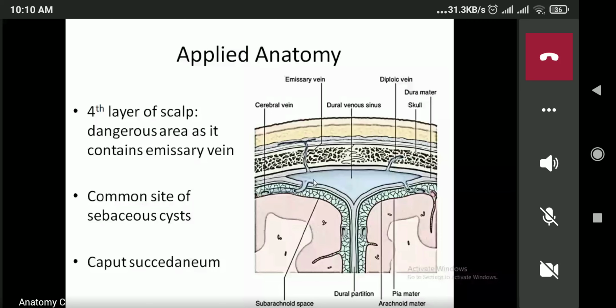There are still many more clinical references connected with the scalp, so you can go through your textbook. This is all about the scalp we have today. Any confusion?